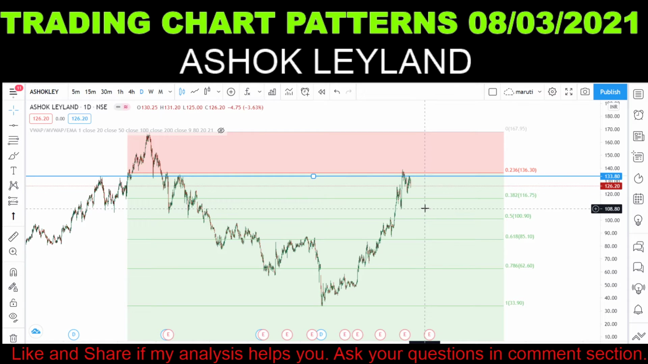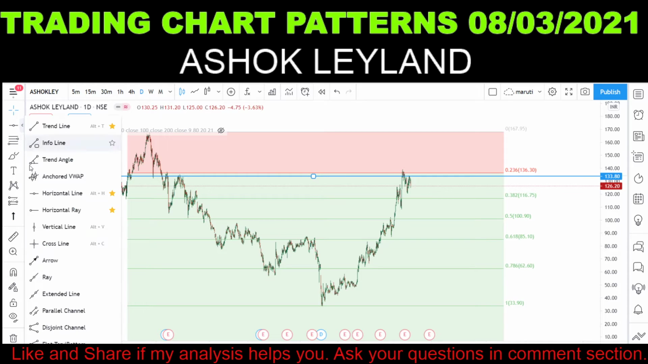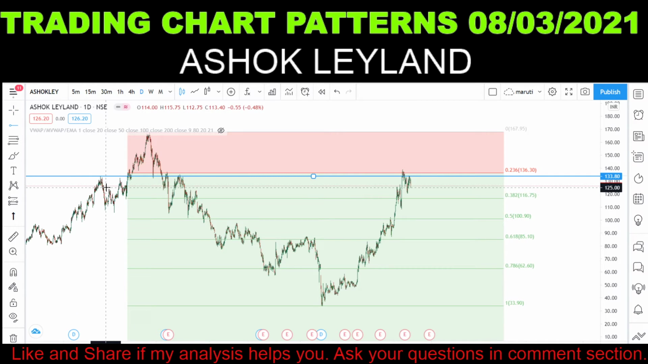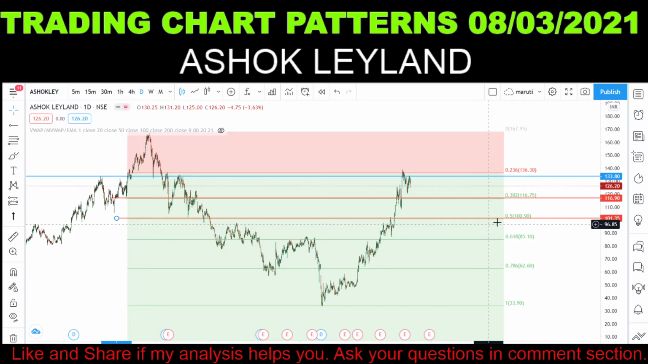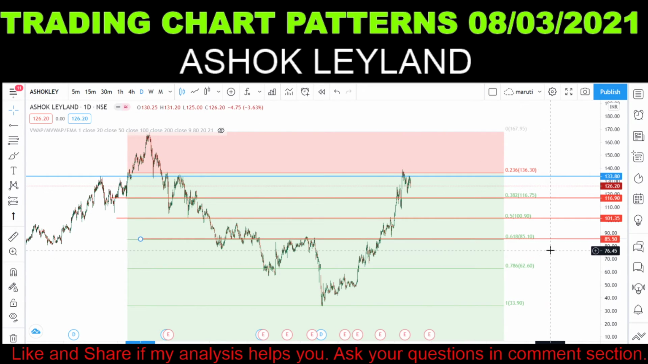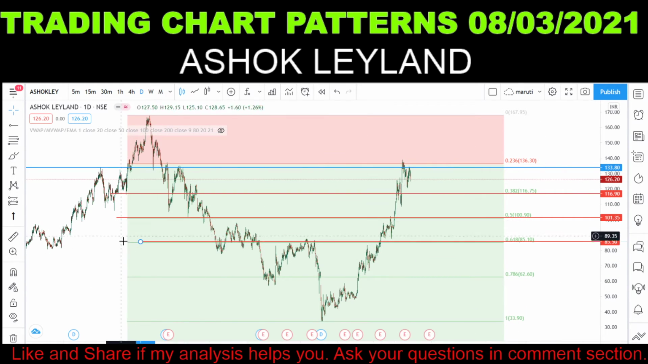And now let us see what will be the crucial supports or entry points for Ashok Leyland for long-term investment. Let us suppose the stock comes till 116, then this will be our first opportunity. When will we invest for the second time? We will invest around 109. And if you want to invest further, then you can think of the level 85.10. So these will be your levels for Ashok Leyland.